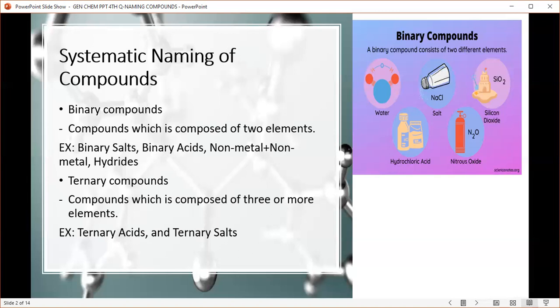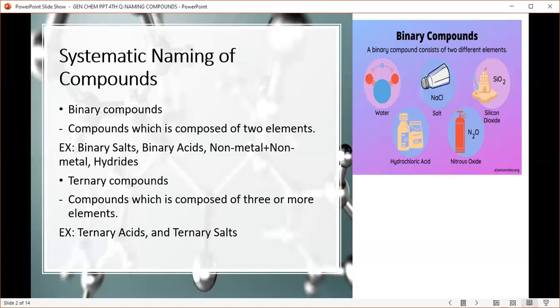For ternary compounds, these are compounds which are composed of three or more elements. Most of the time, some ternary compounds have four elements altogether. But we have to consider the fact that there are polyatomic ions, where one is a cation and the other one is an anion. But they are already compounds and they are combined together, thus forming ternary or quaternary compounds. Examples of which are ternary acids and ternary salts.